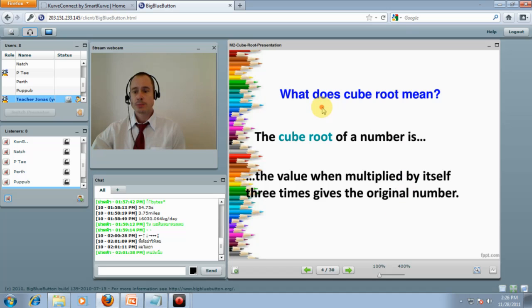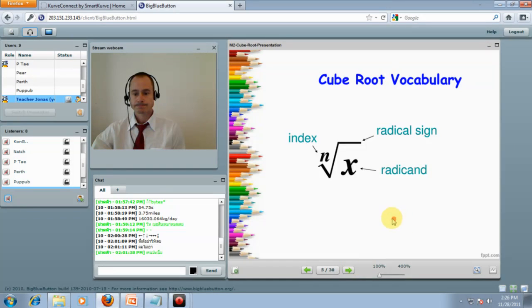So what does the cube root mean? The cube root of a number is the value that, when multiplied by itself 3 times, gives the original number. This is what it's called. You have the radical sign, which you have seen before. If you have seen it with the number 2 here, now that it's a cube root, this will be the number 3. This is the index. And then you have the radicand here, and you will soon see more about this.